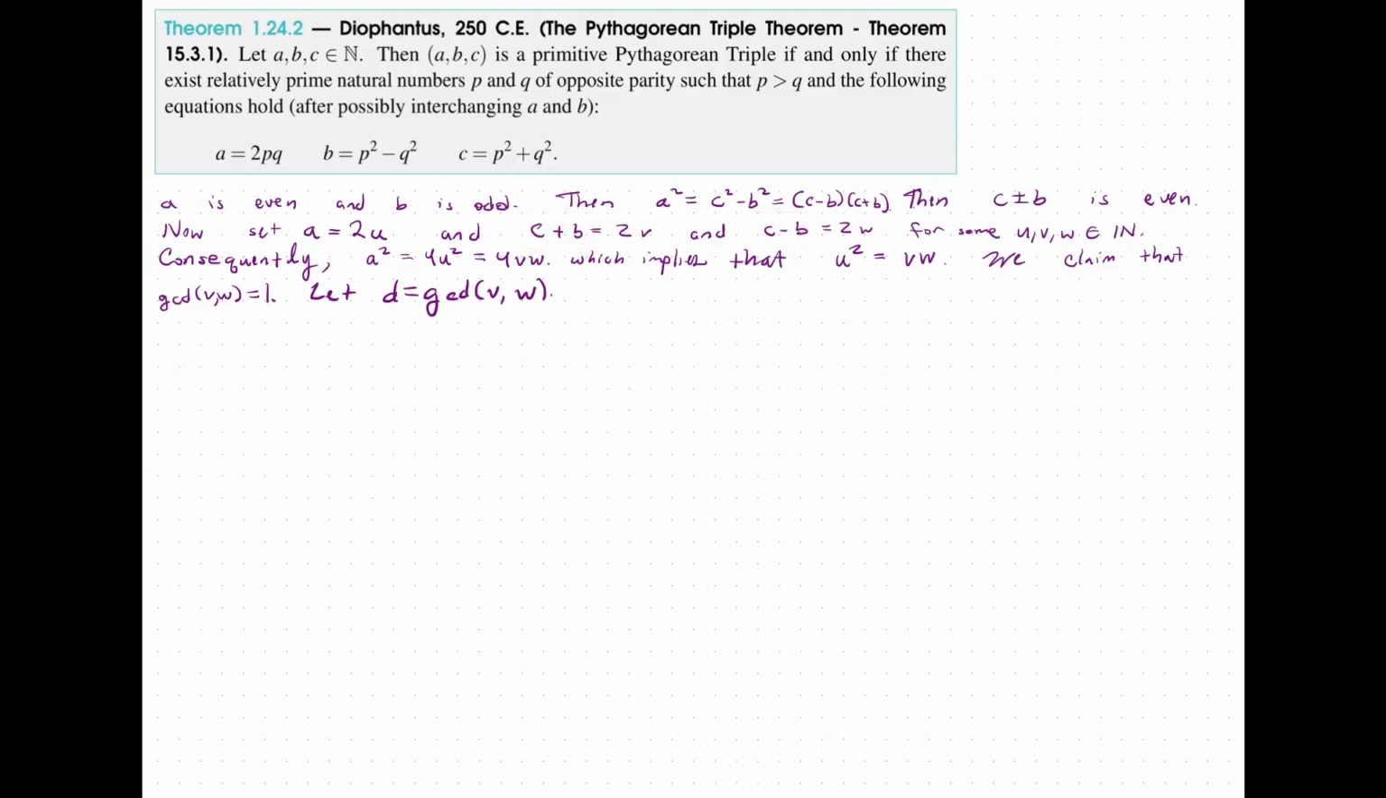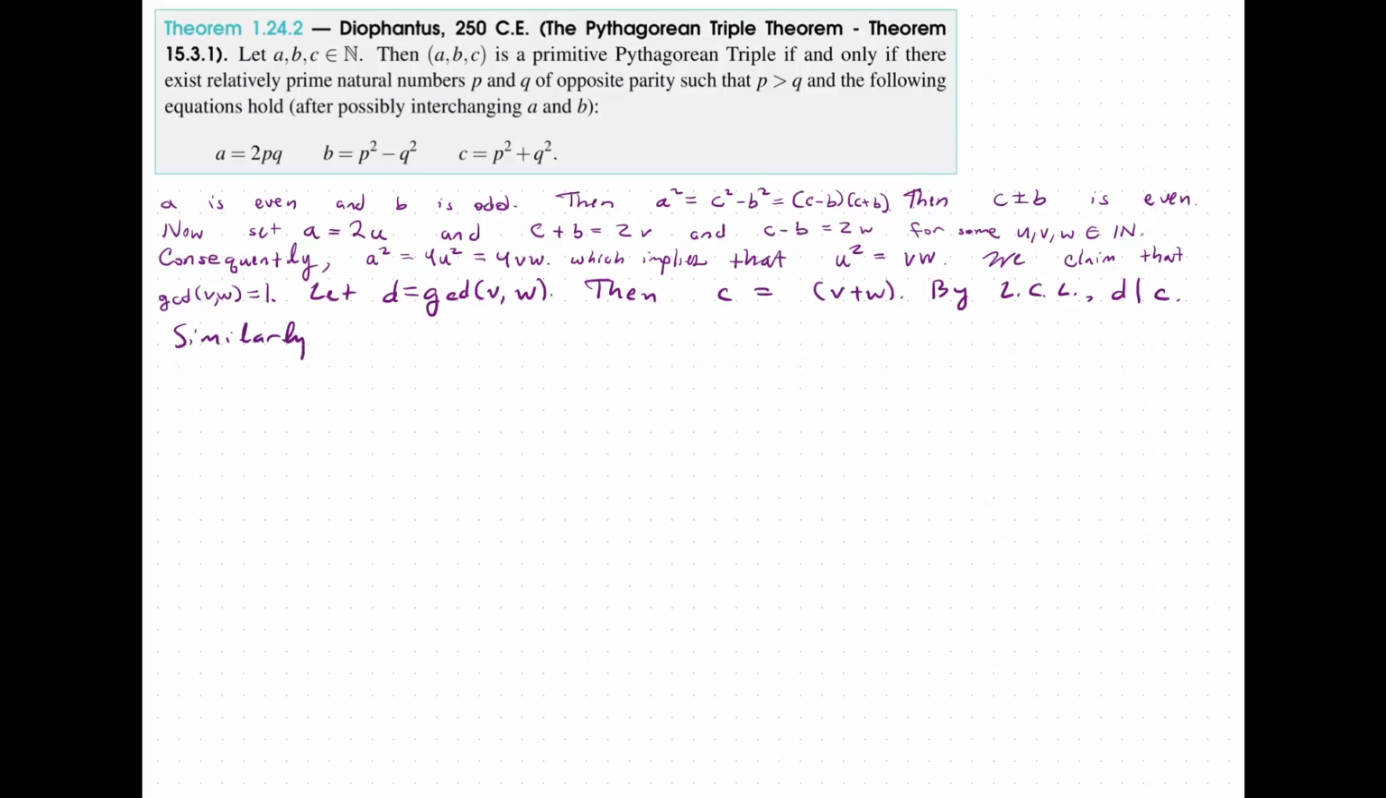That's just going to give us a 2c. So we have 2c equals 2v plus 2w. And so we have 2(v plus w). And by linear combination lemma, d now divides 2c. Upon canceling, we can also cancel off over here. We divide by 2, and we have c is equal to v plus w. And that allows us to deduce that d divides c.